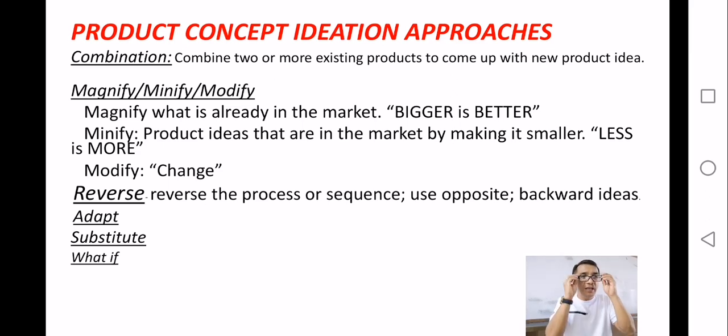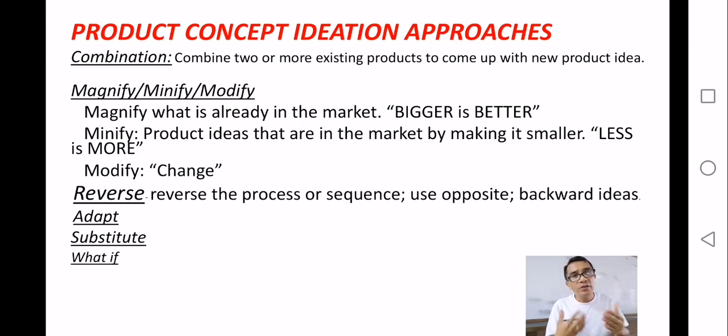Right? That's why even in the grocery stores, when we buy our items, we look at the labels, we look at the content. If this product has a higher content, and they are offering the same price, then we get the one with the bigger content. Okay, that's what we mean when we say magnify what is already in the market.